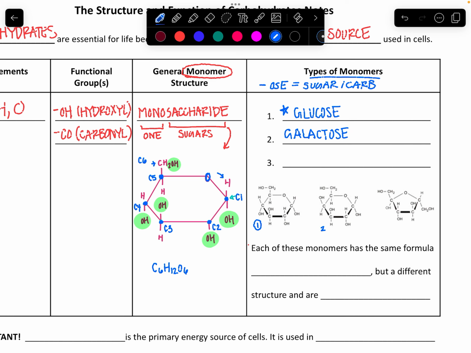And that is this one right here. And then finally, you've probably heard of this one. This is the type of sugar we find in fruit. This is fructose, okay? So right here, fructose.